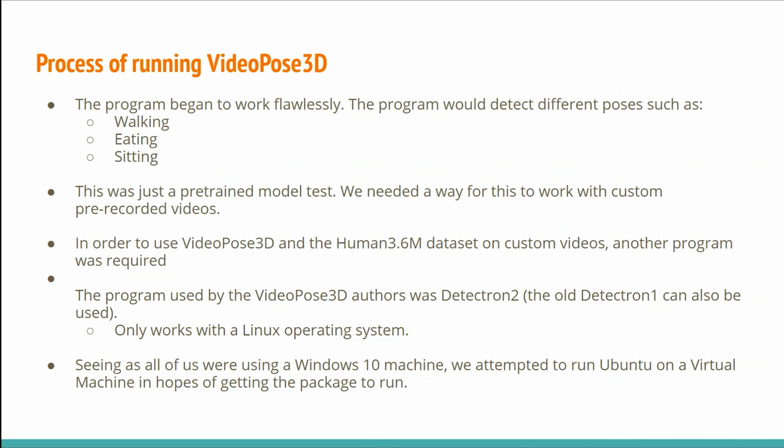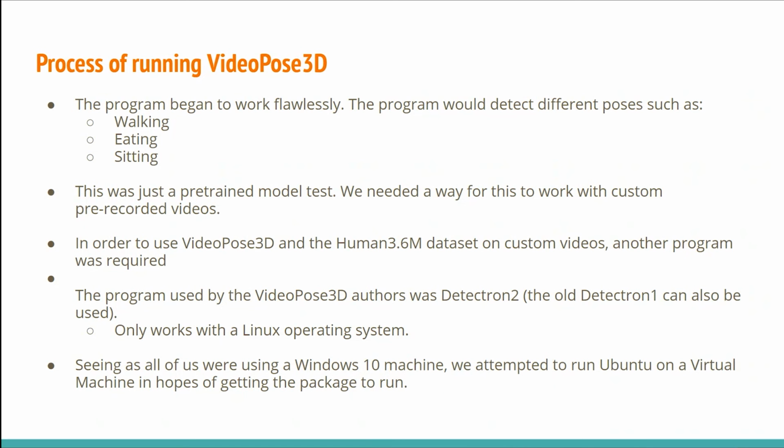And this is where we hit our final hurdle with VideoPose3D. In order to run VideoPose and the Human3.6M dataset on custom videos, and not just a test, another program was required in order to generate 2D keypoint predictions from videos without manually having to extract each individual frame. The program used by the VideoPose3D authors was called Detectron2, previously known as Detectron in the previous version. For me, the problem wasn't installing Detectron.